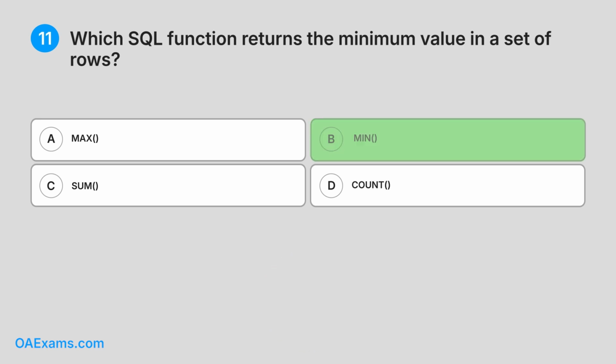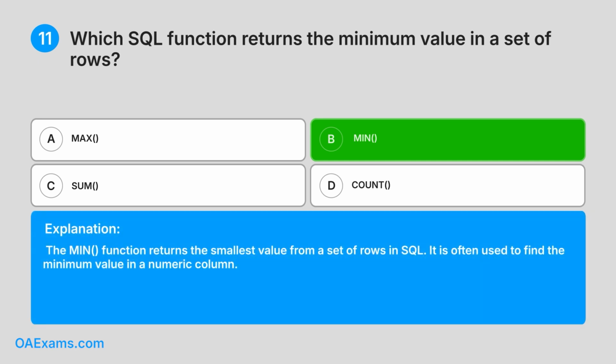Correct answer: B. Min. Explanation: The min function returns the smallest value from a set of rows in SQL. It is often used to find the minimum value in a numeric column.